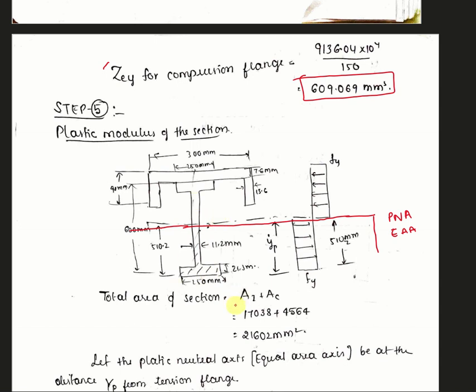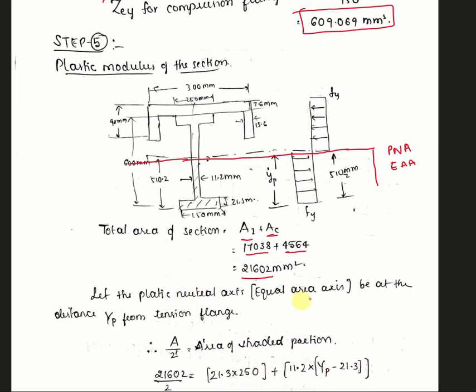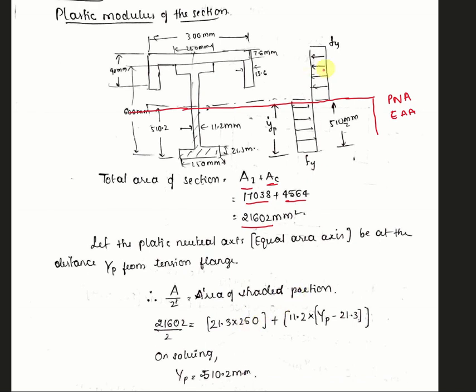So what is the total area of cross section? Generally it is AI plus AC. Depending on the steel tables, the properties we have written, we have added the total area of the section as 21602 mm square. So let the plastic neutral axis, the equal area axis, be at a distance YP from the center of the flange. Let us assume it as YP. Equal area, that is, the total area is this 21602. That should be equal to the area of this shaded portion. We can take this area also, but this looks a little hectic, so we are taking this area in order to calculate it easily.